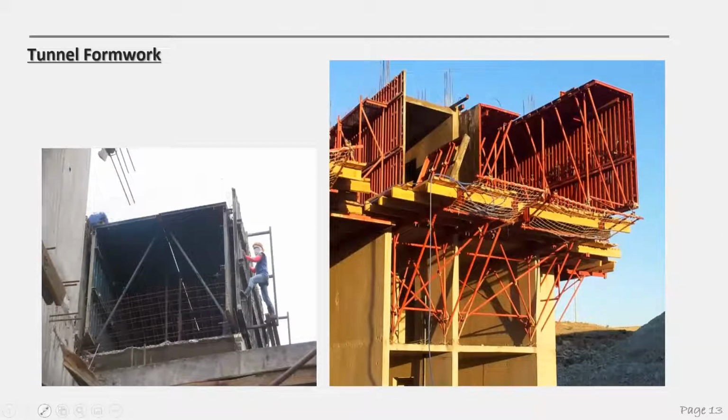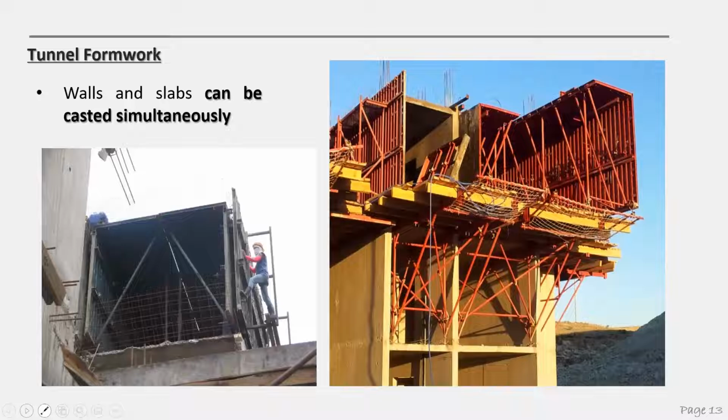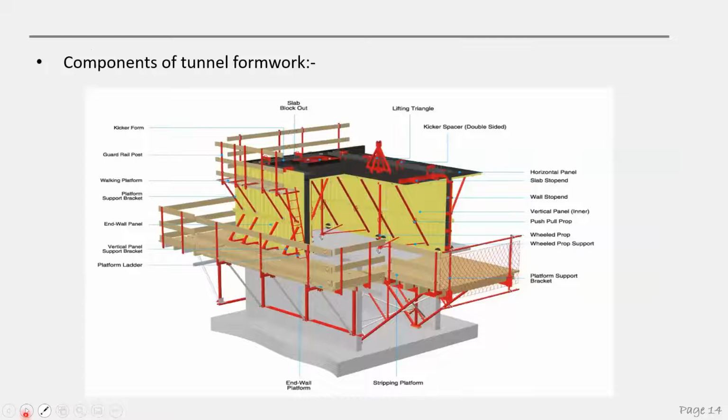But for tunnel formwork, the formwork is cast simultaneously. It means the wall and slab can be cast in one go. That's why it is called a tunnel, because when you have wall and slab combined together, it forms a tunnel. So that's why it is labeled as a tunnel formwork. So wall and slab are cast simultaneously. Alright, so these are the tunnel formwork.